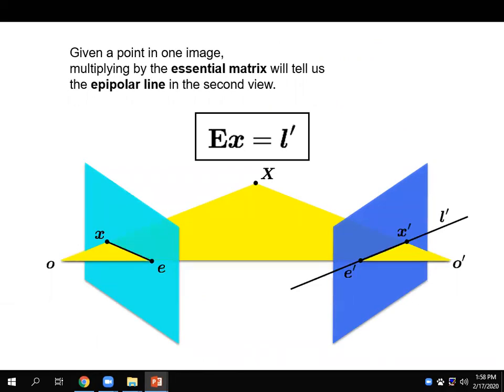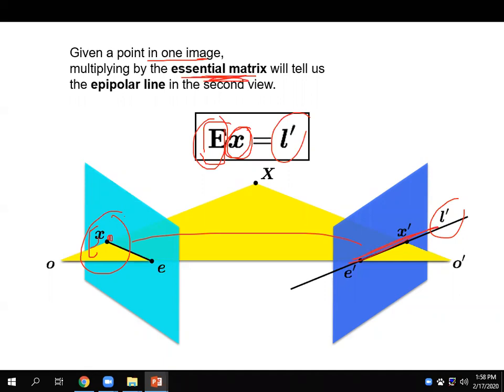So this means that in order to map a point to a line L dash, I have to multiply it by something. And if I multiply this by that something, I will end up in this particular line, correct? So what I'm saying is E multiplied by X is equal to L dash. Another thing, given a point in one image, multiplying by what we call the essential matrix will tell us the epipolar line in the second view.